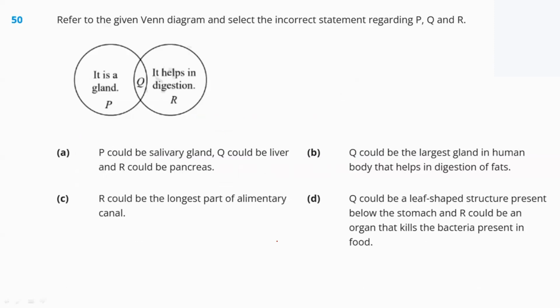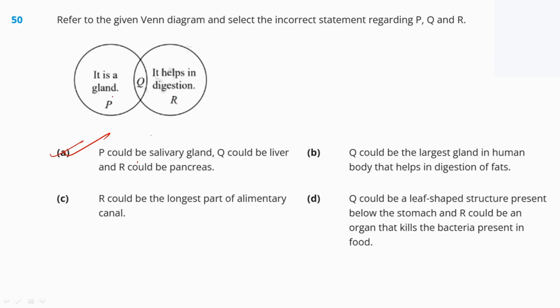Next, refer to the given Venn diagram. This is the last question of this paper. Refer to the given Venn diagram and select the incorrect statement regarding P, Q, and R. So P is a gland, R helps in digestion, and Q is a gland as well as helps in digestion. The first one is P could be salivary gland, Q could be liver, and R could be pancreas. Yes, so this definitely gives us our answer.